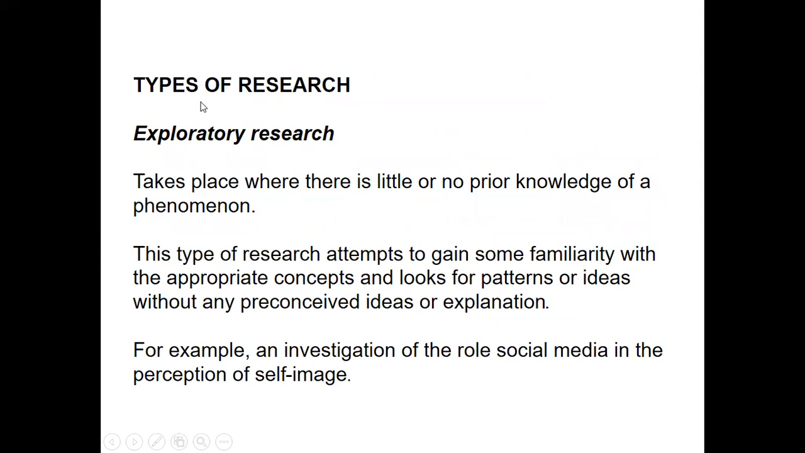Now, how many types of research are there? The first type of research is exploratory research. This type of research takes place when there is little or no prior knowledge of a phenomenon. If someone has very little knowledge or no knowledge and is trying to find out something new, that type of research is called exploratory research.